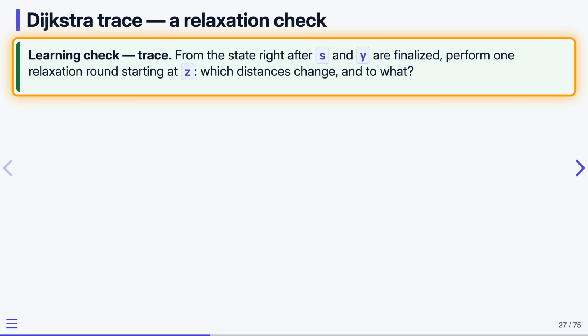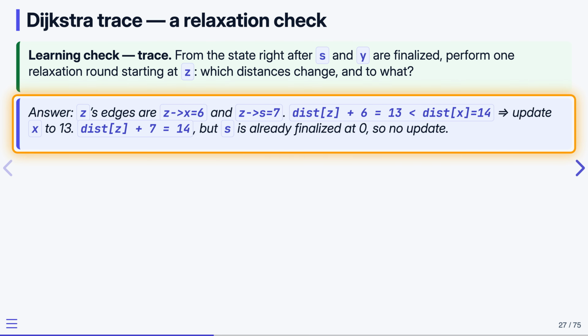Here is a quick check on that trace. Start from the state right after S and Y are finalized. Do one relaxation round starting at Z. Which distances change, and to what? Pause and work it out. Let us work it out.